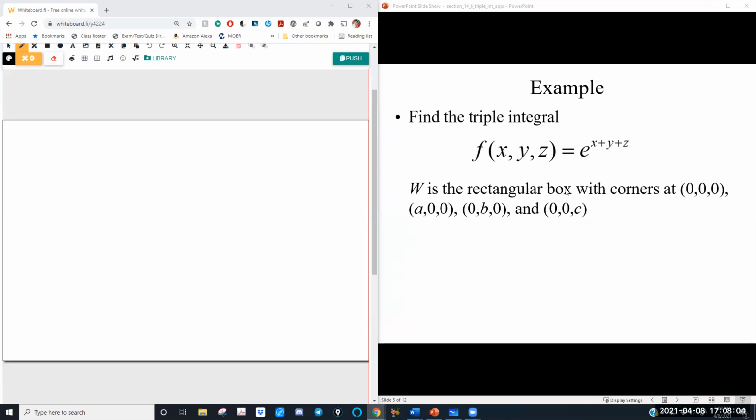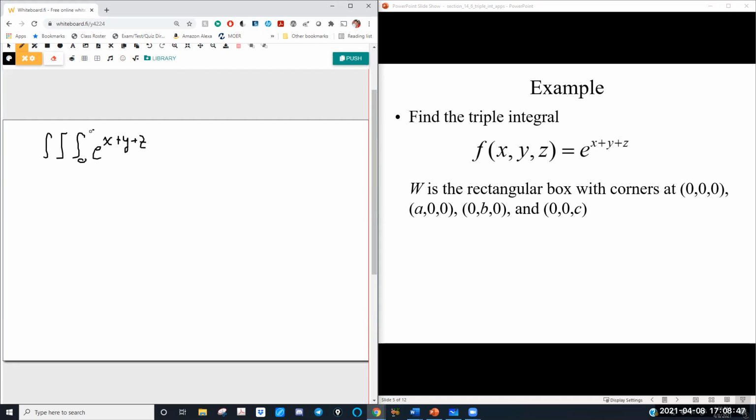So if W is a rectangular box, we know, again, it's not even a question that if it's a rectangular box, all of our limits are constants, in which case the order doesn't matter. And so, like I said, we would do whatever order we think is going to be easiest. And in a problem like this, they're all pretty easy. So if we wanted to do this triple integral, and we're integrating over a function, e to the x plus y plus z, we can do any order we want. We can see that x is going to go from 0 to a.